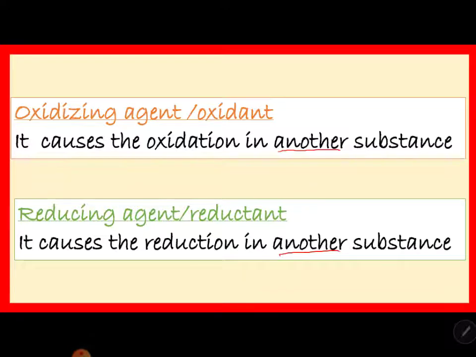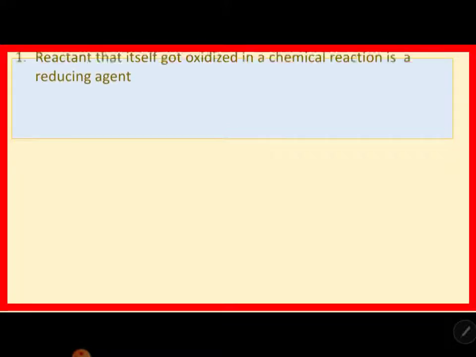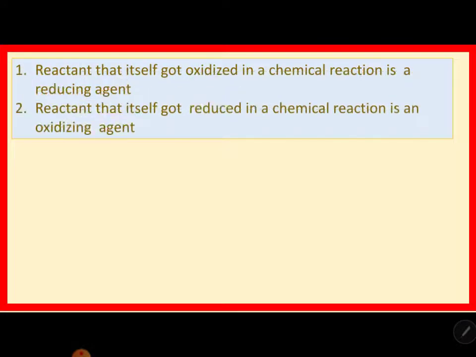Now, come to the second part of the video, how to identify oxidizing agent and reducing agent. Here I will give you important points that will help you to identify oxidizing agent and reducing agent. Point number 1. Reactant that itself got oxidized in a chemical reaction is a reducing agent. Point number 2. Reactant that itself got reduced in a chemical reaction is an oxidizing agent.